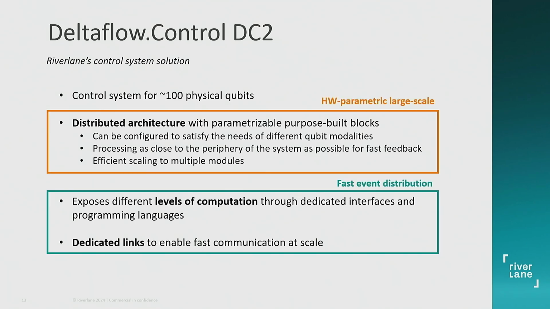So with these requirements in mind, DC2 addresses those two core parts of the title of the talk. It's a hardware-parametric system because we can configure the architecture of the system and put the blocks together based on the requirements of the underlying qubit technology. And it can operate at large scale across a lot of modules. And it enables fast event distribution across different levels of latency and different programming interfaces and languages.